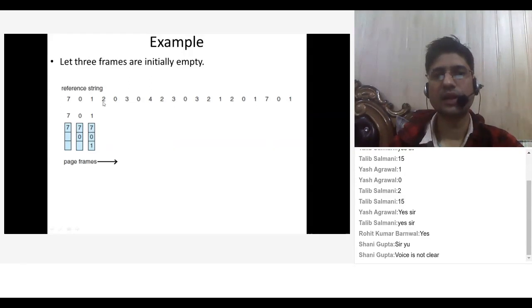There is a page fault for 2 and you have recently used 1 and you have recently used 0. So which is the least recently used page? 0? No, beta. See, firstly you have used 7, then 0, then 1.